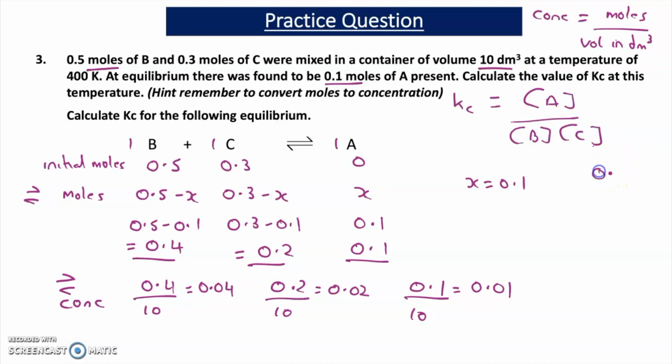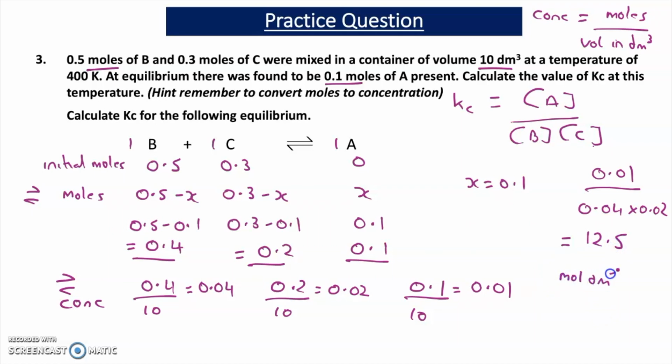Now Kc is equal to the concentration of A divided by the concentration of B times the concentration of C. So I just put these values into the expression. So I have 0.01 divided by 0.04 times 0.02. Now if I put these values into the calculator, I get a value for Kc equal to 12.5.